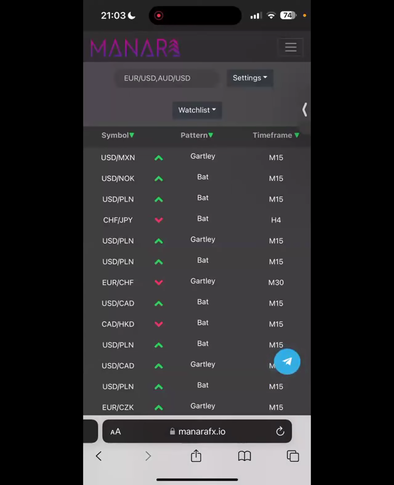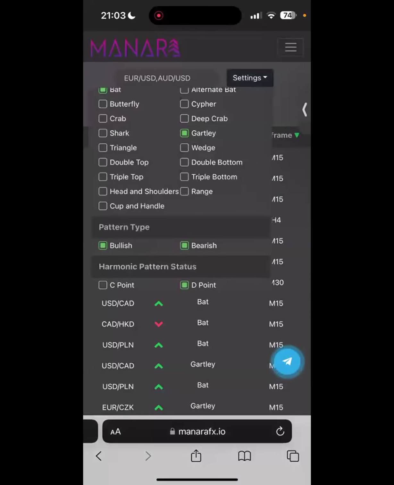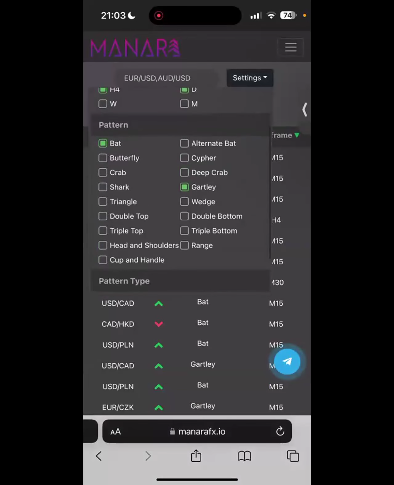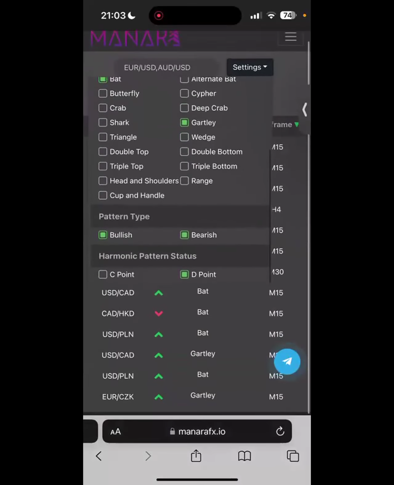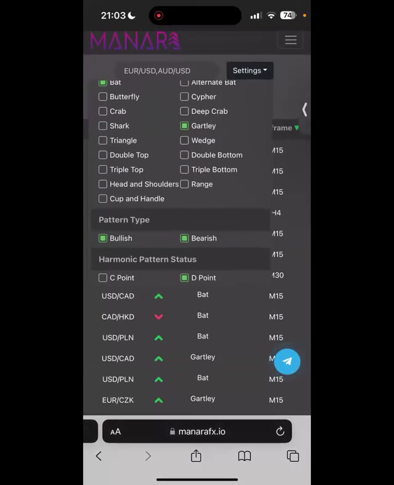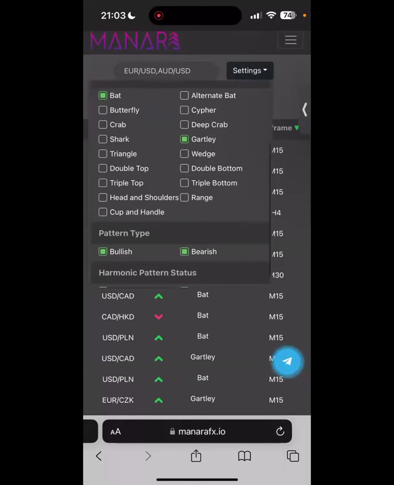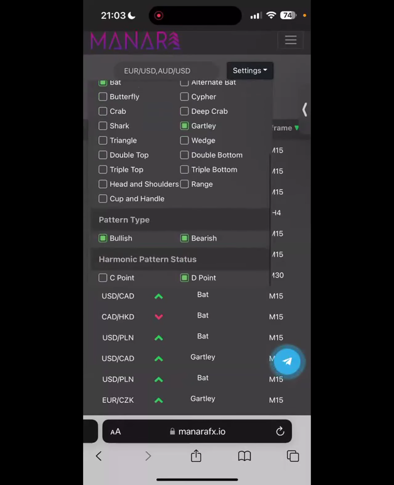So notification has the same settings as the previous one. So click on settings. Same thing, just the same process, right? Same setup you did in monitor. That's the same thing for your notification. Bat and Gartley time frame is the same. Then on harmonic pattern status, I think that's the only different thing. It will be set to D point. So just leave yours at D point. That's okay. So come to your watch list.